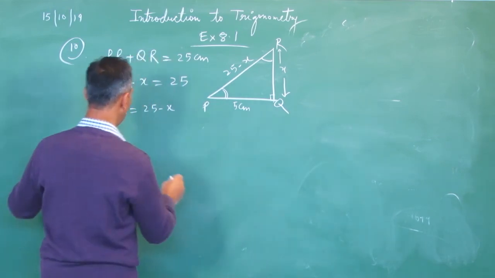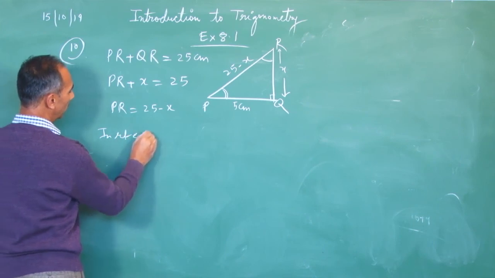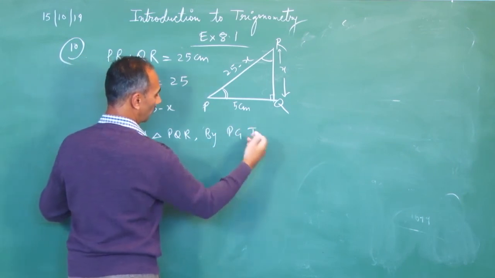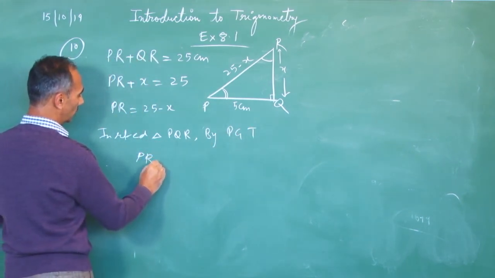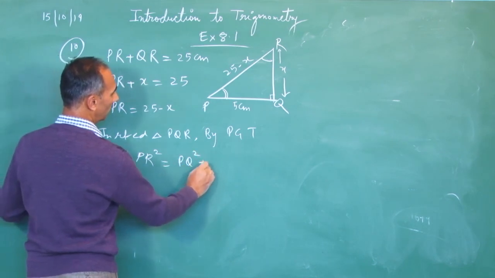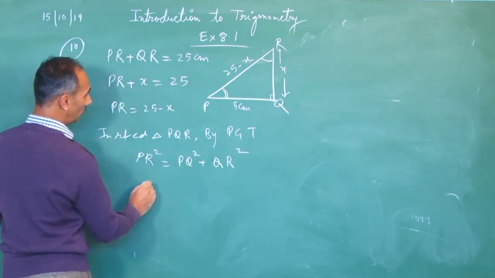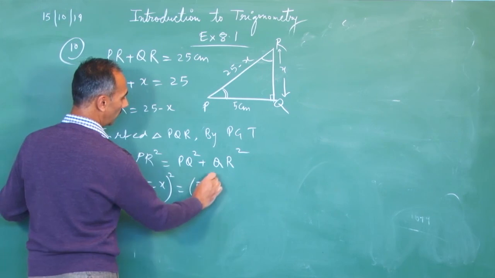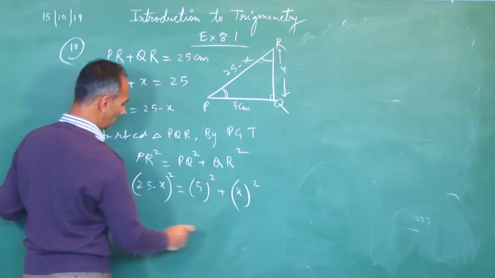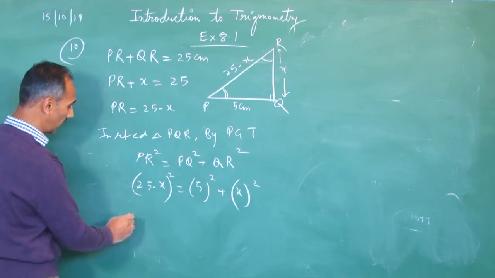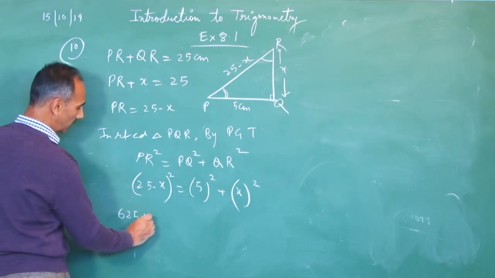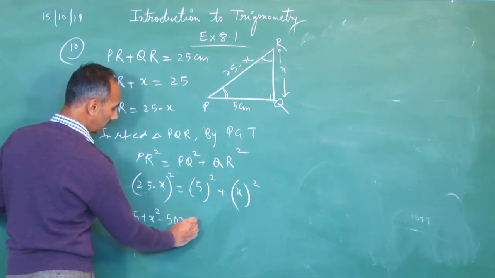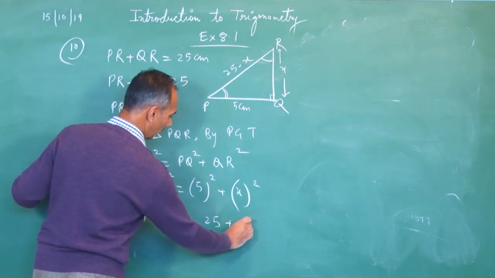So apply Pythagorean theorem. So in right angle triangle PQR, in short, we write PGT, Pythagoras theorem. So my PR square is PQ square plus QR square. My PR is 25 minus X whole square, my PQ is 5 square, and this is X square. So if you simplify, you have to make use of A minus B whole square. This is 625 plus X square, A square plus B square minus 2AB, 2 into 25 is 50X, is equal to 25 plus X square.